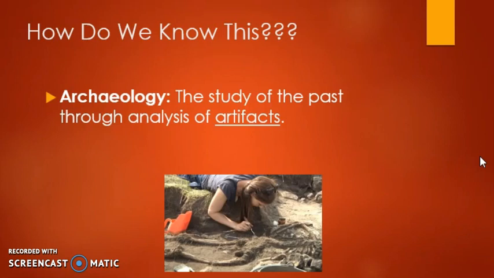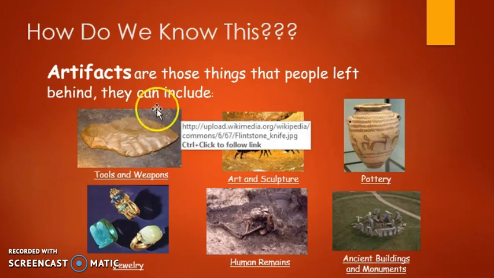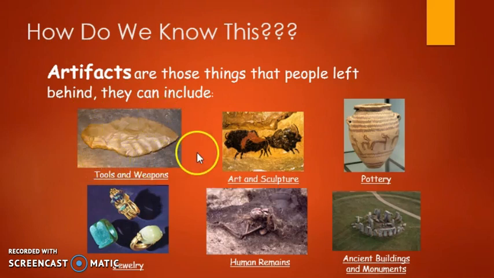What is an artifact? Well, an artifact is any of these things. An artifact are things that people leave behind. They can include tools and weapons. So this would be an example of a spear that's created maybe from a rock or from bone. Art and sculptures. This here is what's known as cave art. And we'll talk a little more about that moving forward. This is pottery. Pottery is created as we move into the Neolithic era, which we will talk about soon. Ancient buildings and monuments. This one specifically being an example of Stonehenge, which again we will talk about coming up.